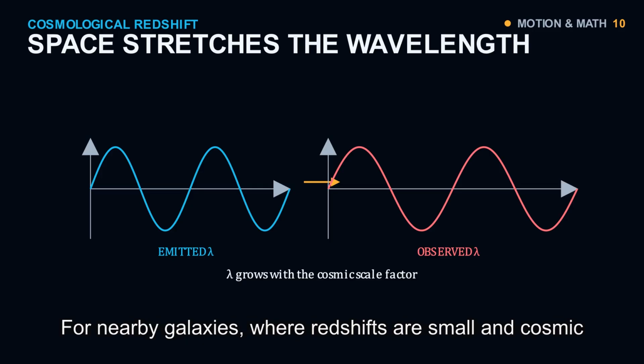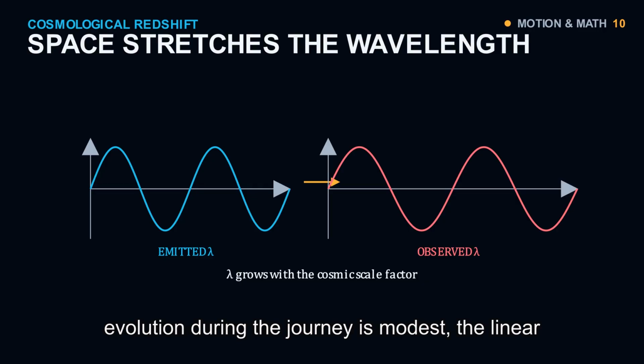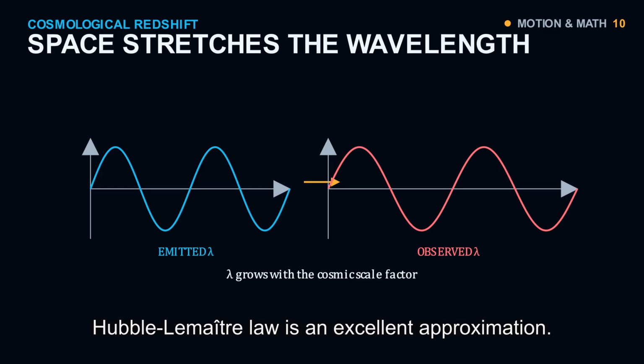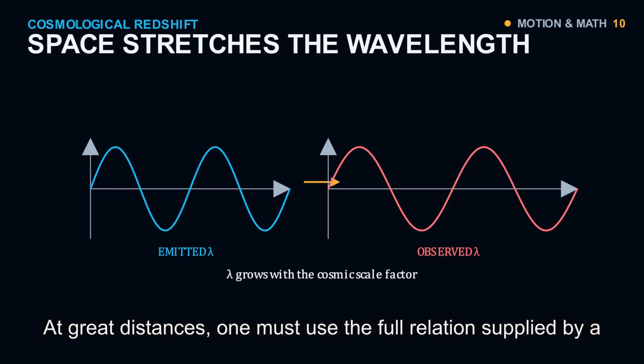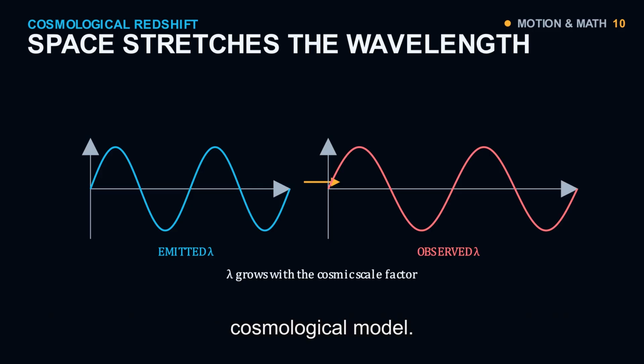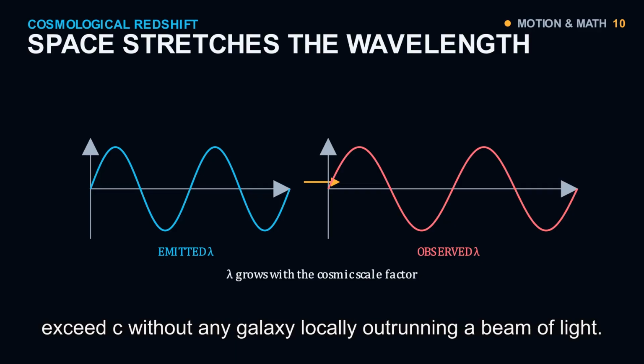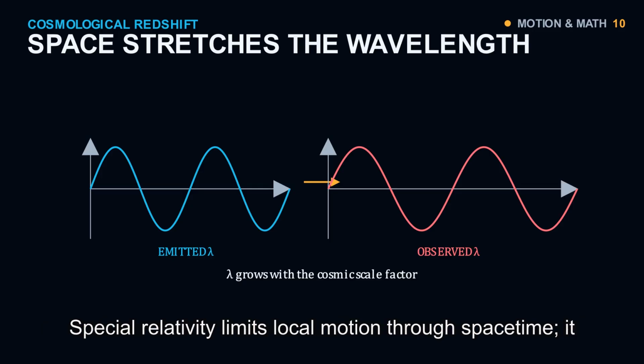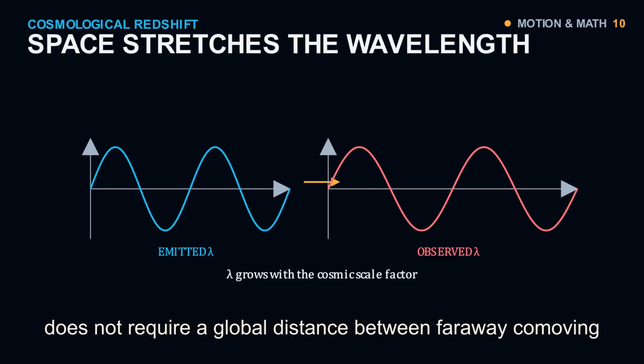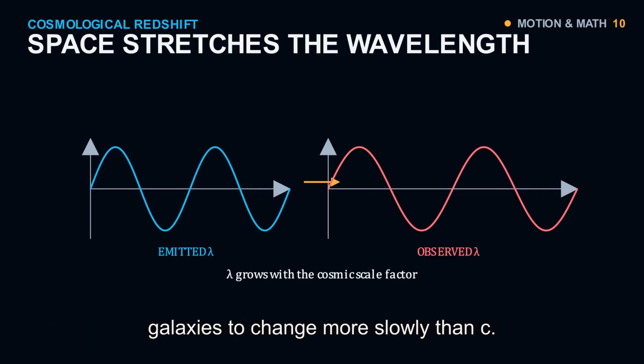For nearby galaxies, where redshifts are small and cosmic evolution during the journey is modest, the linear Hubble-Lemaître law is an excellent approximation. At great distances, one must use the full relation supplied by a cosmological model. Recession rates defined from changing proper distance can even exceed c without any galaxy locally outrunning a beam of light. Special relativity limits local motion through spacetime. It does not require a global distance between faraway comoving galaxies to change more slowly than c.